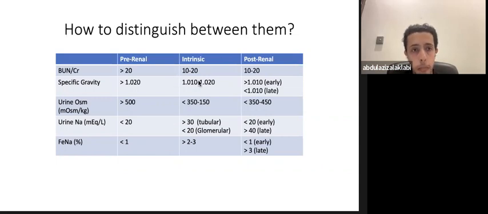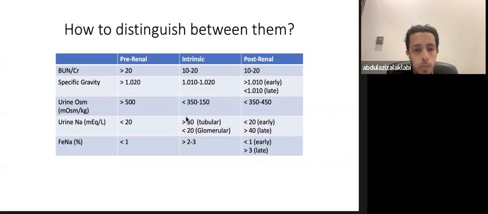Now, intrinsic renal failure has a normal BUN creatinine ratio of around 10 to 20. Specific gravity is going to be 1.01 or 1.02 on the lower scale, because you're not reabsorbing water. Therefore, there's a lesser amount of solute compared to water. The urine osmolality is going to be less than 350. And this is because the tubules themselves are dysfunctional and the nephrons cannot reabsorb water. Therefore, you're going to have a low concentration.